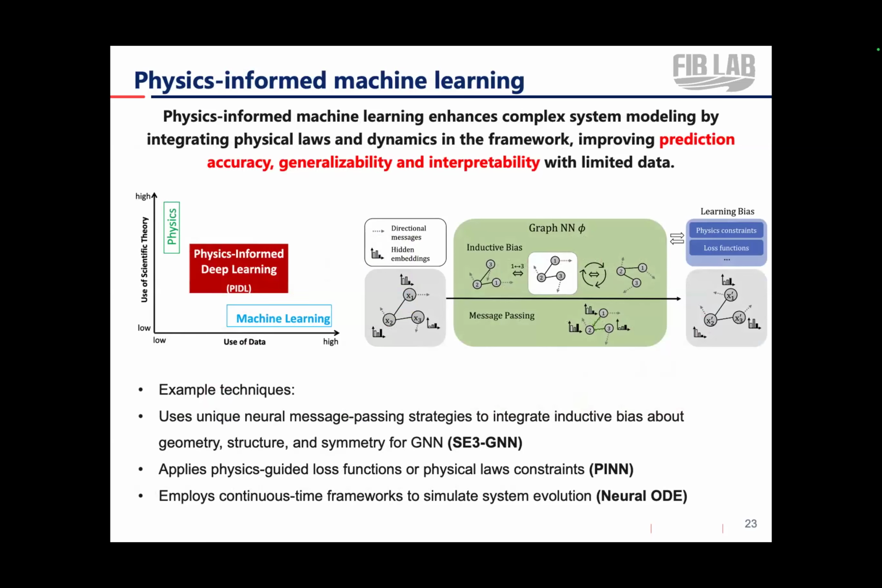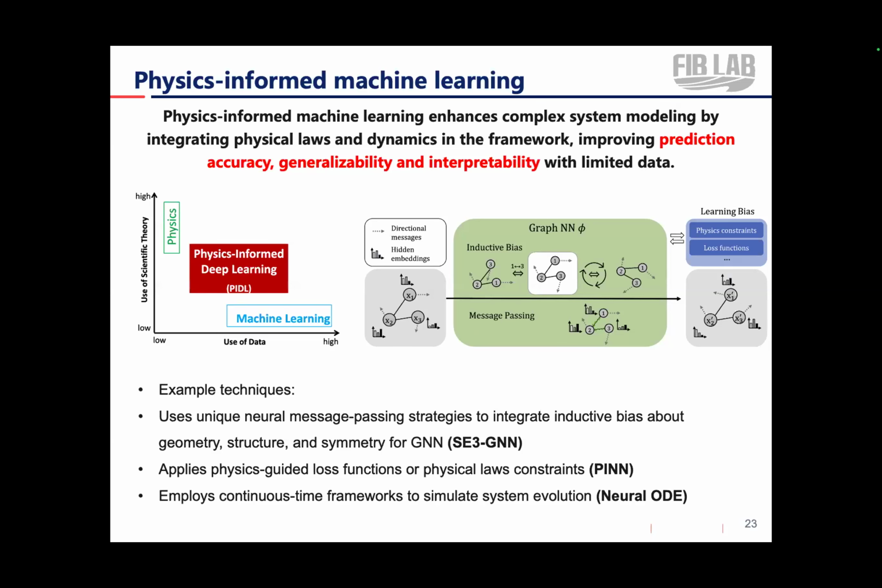And the third one is what we call physics-informed machine learning. We know that in complex systems, much physical knowledge exists in different systems. By using PIML, we can integrate the physical laws and also dynamics into a deep neural network. And it can not only improve the prediction accuracy, but also the interpretability with limited data.